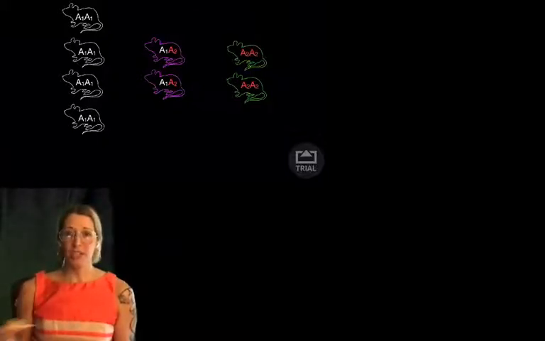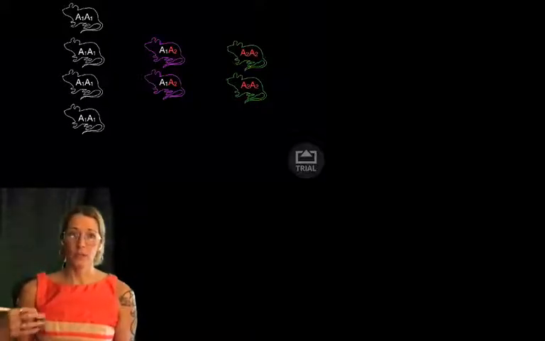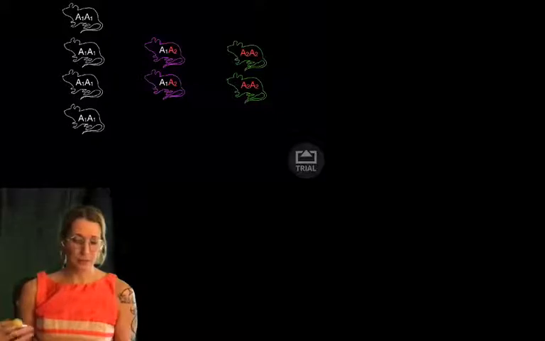If we look at my imaginary mouse population, you can see that there are 3 phenotypes. There's the white mouse, the purple mouse, or the green mouse. If you're not able to differentiate those colors, the first group is white, the middle group is purple, and the last group is green, and that's not particularly significant. That's just indicating that they each have different phenotypes.